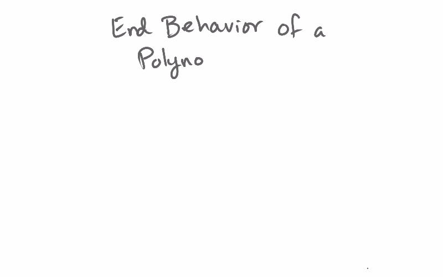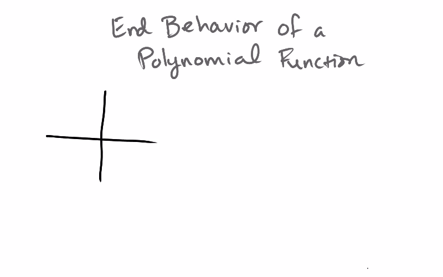So this video is going to be about end behavior of a polynomial function. And end behavior of a polynomial function basically just states what a graph will do at its ends. Not concerned about what it's going to do in the middle, but just what it's going to do at its ends. The best way to look at it is to picture two types of graphs.